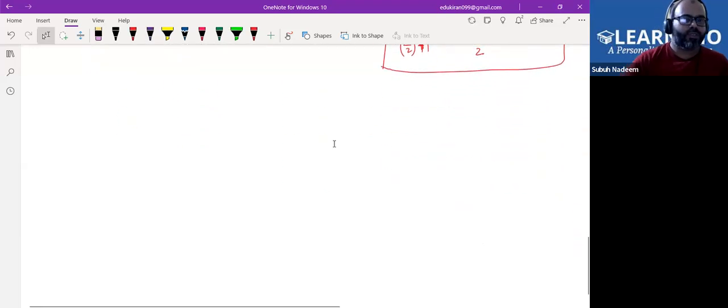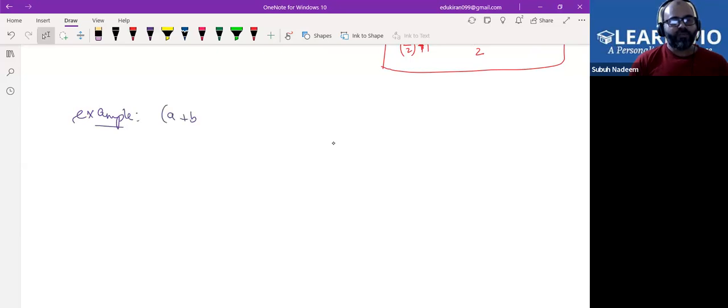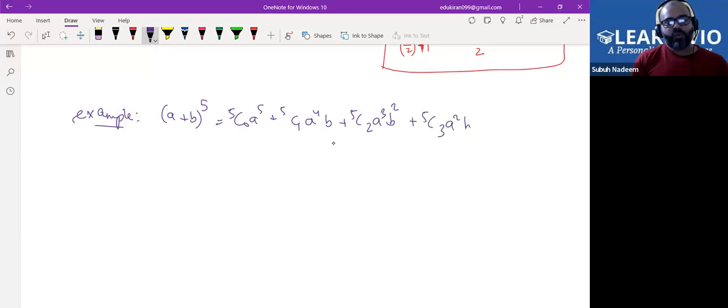Again, if we take another example, (a + b) to the power 5, it is 5C0 a to the power 5 plus 5C1 a to the power 4 b plus 5C2 a cube b square plus 5C3 a square b cube plus 5C4 a b to the power 4 plus 5C5 b to the power 5. So if you observe here, the number of terms is equal to 6, because the index is 5.